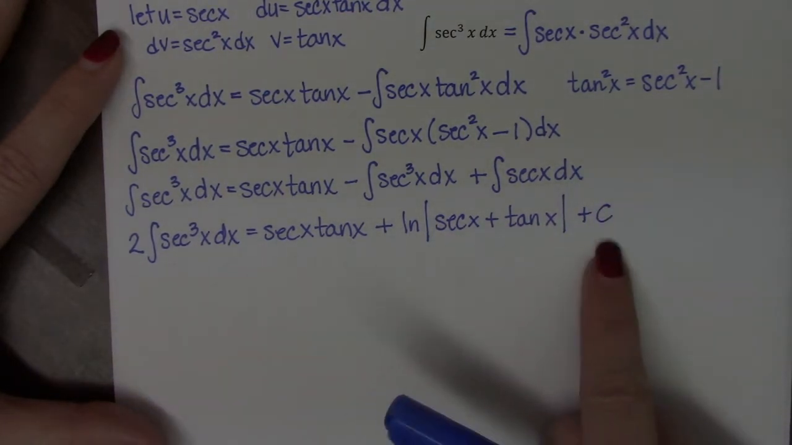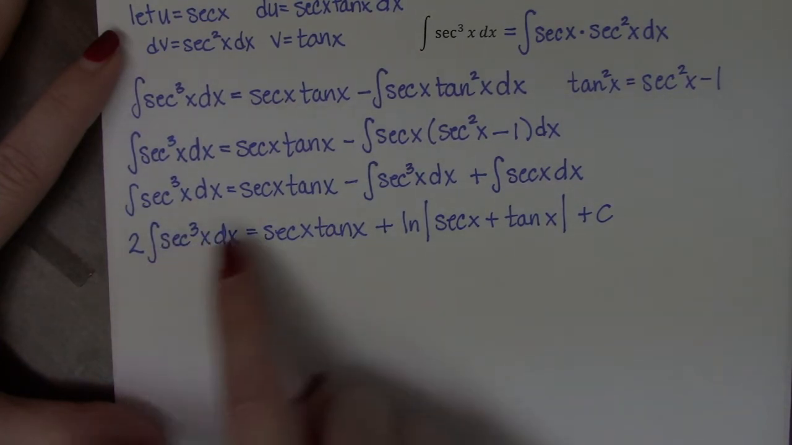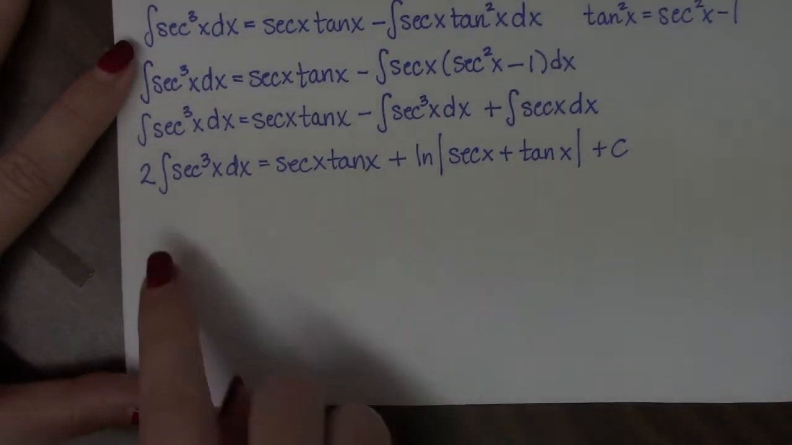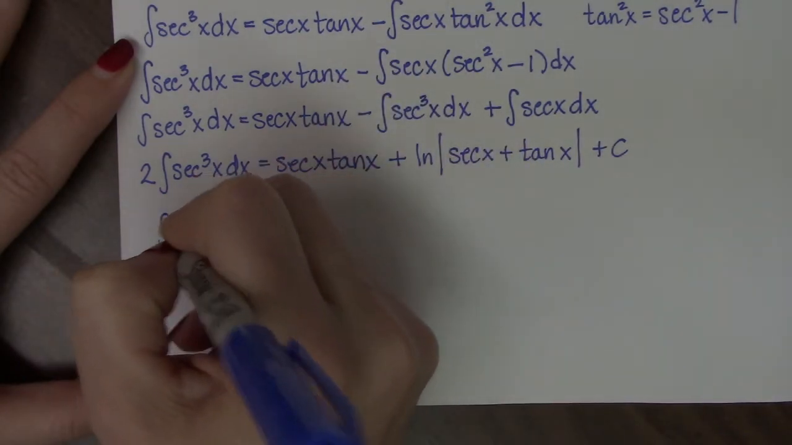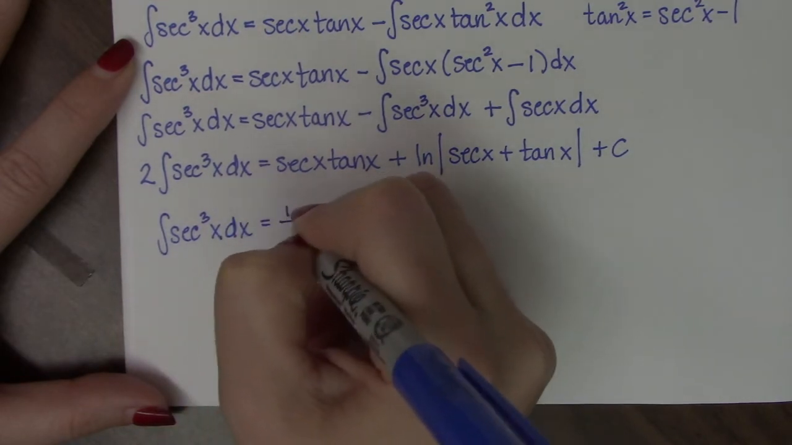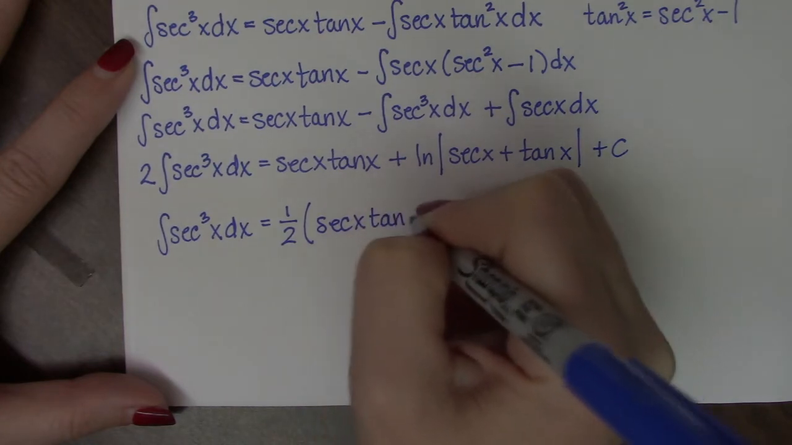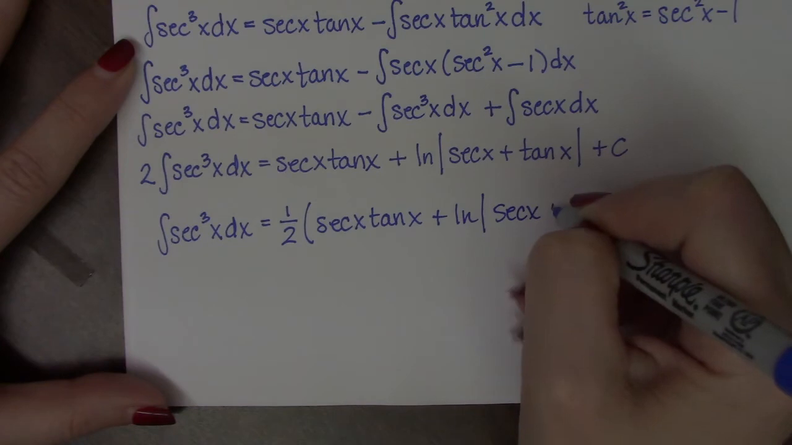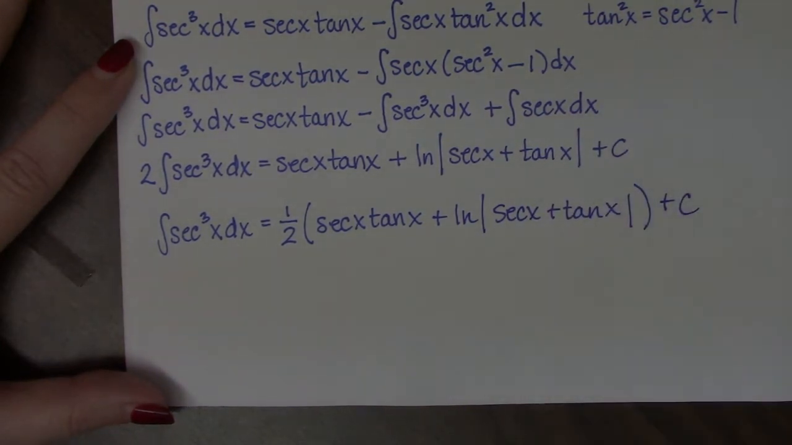So it looks like we're done, but we're actually not, because the original question asked, well, what was the integral of secant cubed? This is the expression for 2 times secant cubed. So all you have to do at the end of the problem is divide everything by your constant. So the integral of secant cubed x dx is 1/2 times secant x tangent x plus the natural log of secant x plus tangent x plus c.